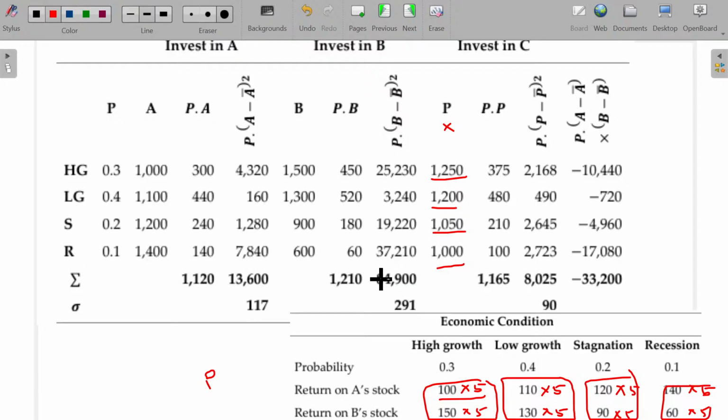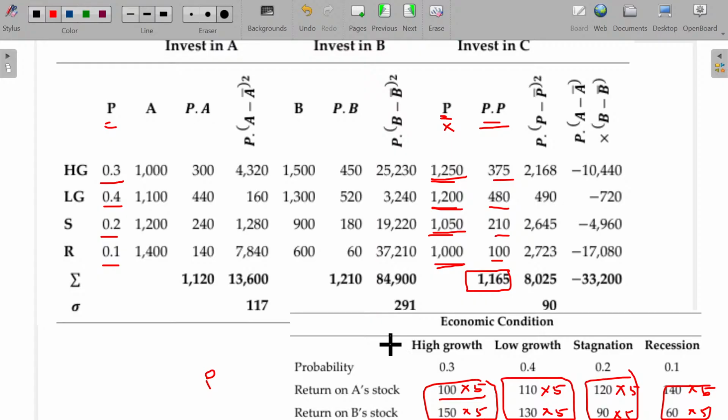Now you have to find out the expected return for the portfolio. How do you calculate the expected return? So you have to multiply the probability and the return. 0.3 into 1250, 375, 0.4 into 1200, 480, 0.2 into 1050, 210, 0.1 into 1100 rupees. So here your expected return being 1165.